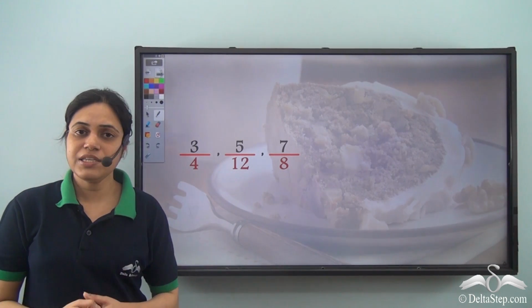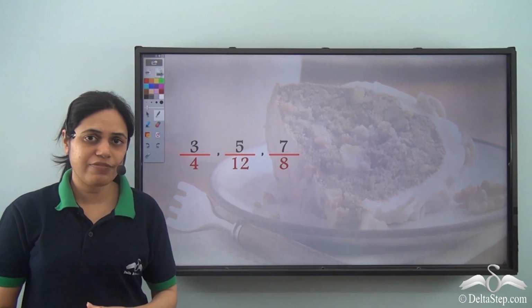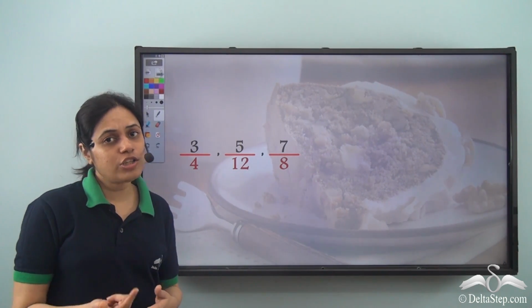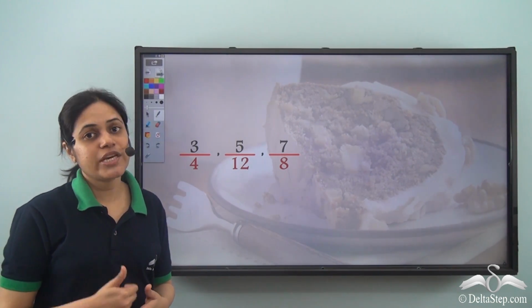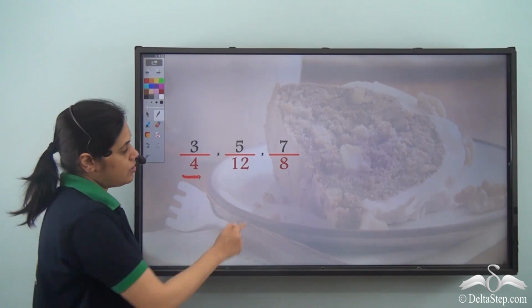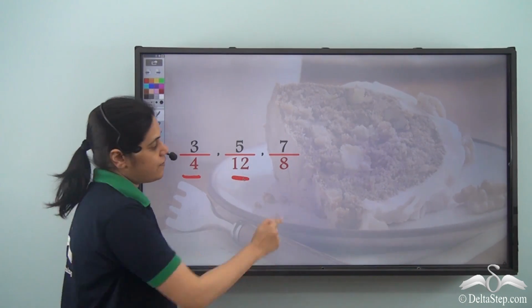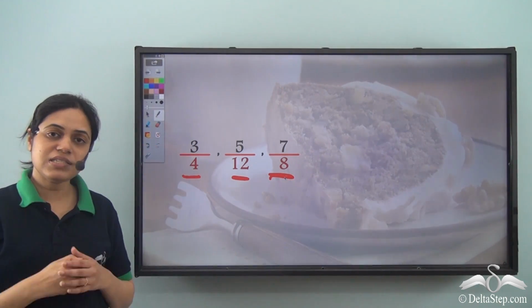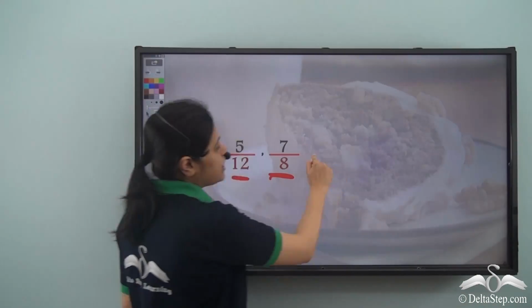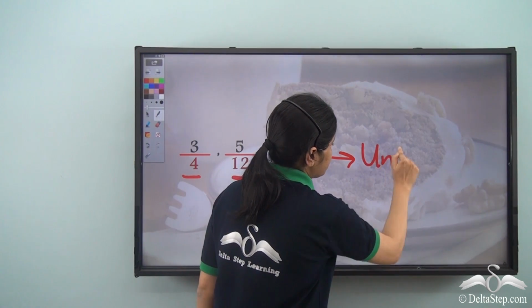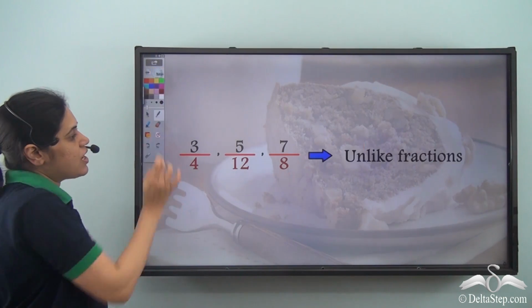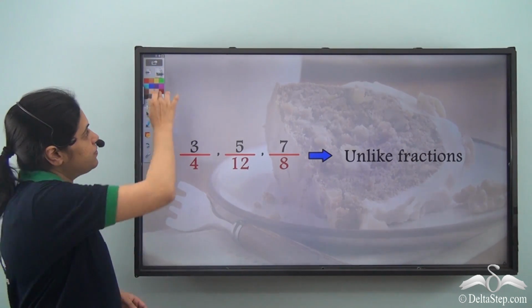So now, are these three like fractions or unlike fractions? Do I need to check the numerator or the denominator? I need to check the denominator. So I see the denominator here is 4. The denominator here is 12 and the denominator in this case is 8. So the denominators are all different. So these are unlike fractions.